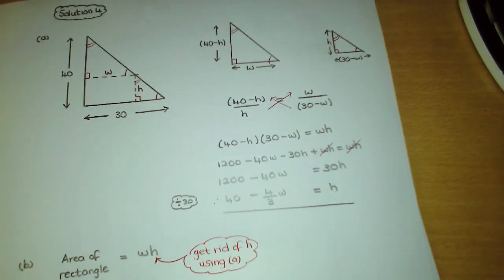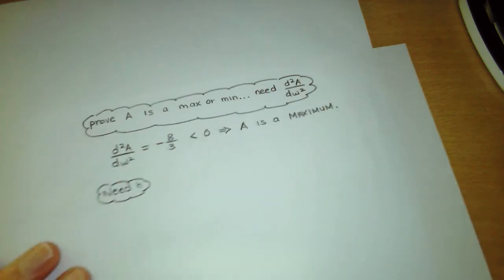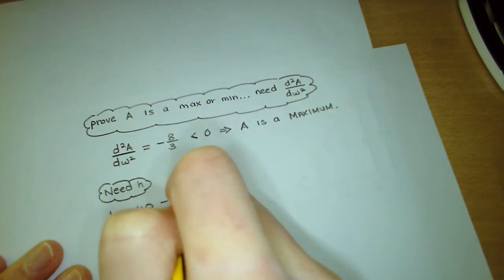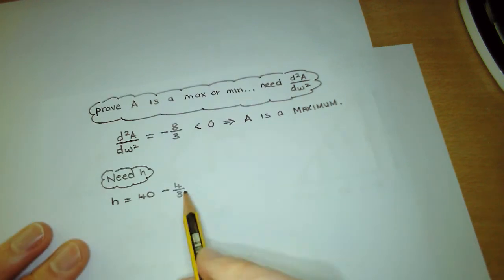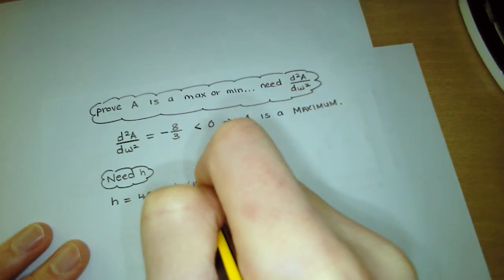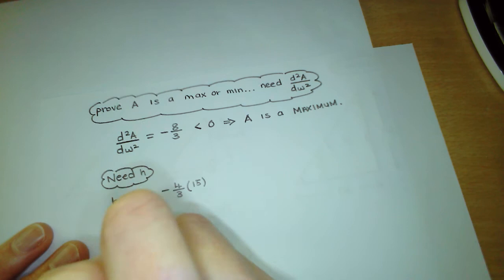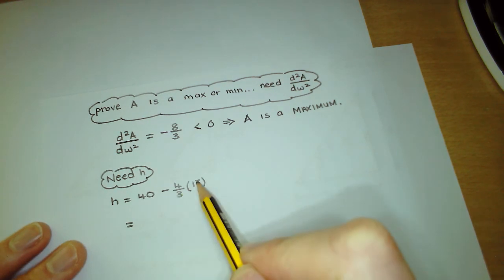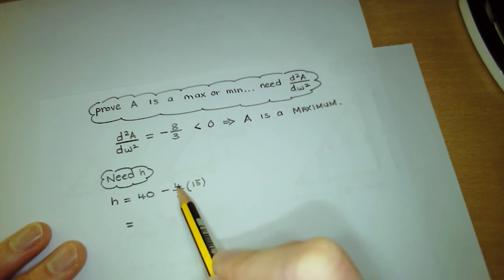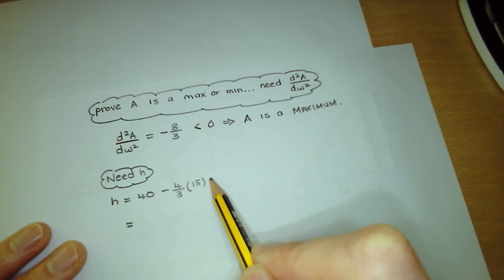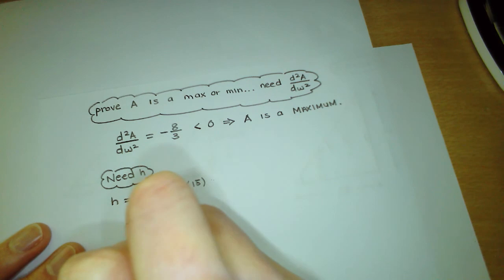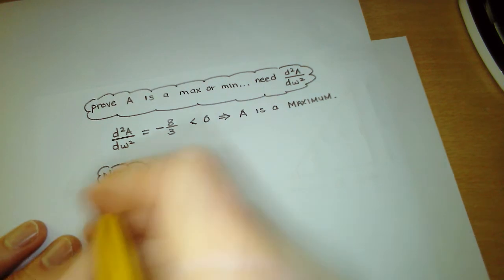So our equation for H is H equals 40 minus 4/3 W. And we sub our value of W in, which was 15. So, tidy it up, 3 and 15 cancel, so it goes in 5 times, so we're left with 40 minus 4 times 5, which is 20. So 40 minus 20 is just going to give us 20. So the value of H is 20 centimeters.